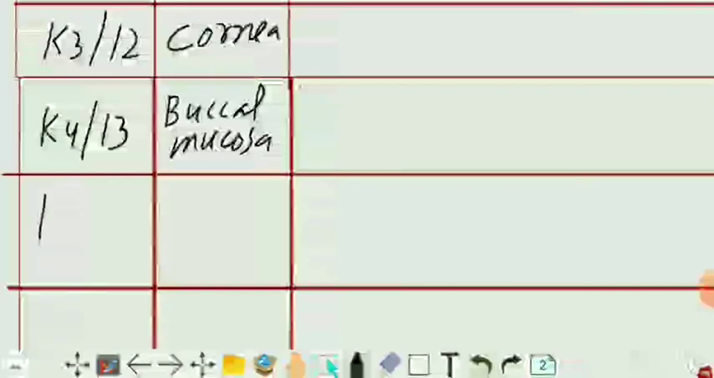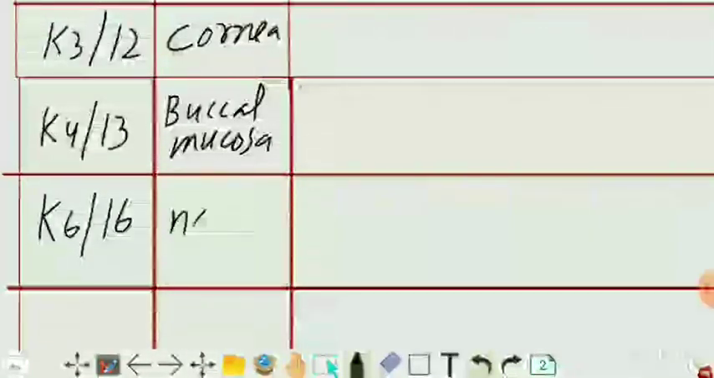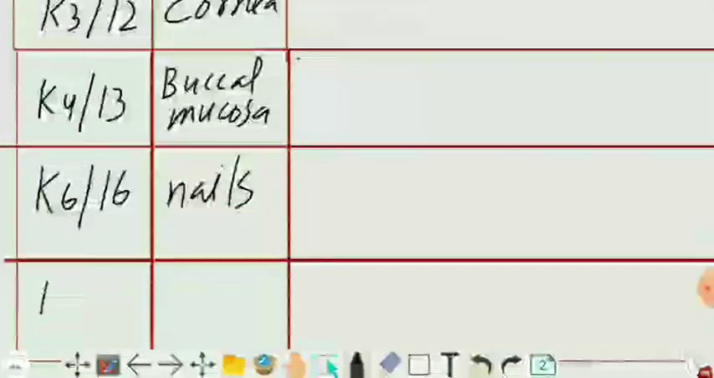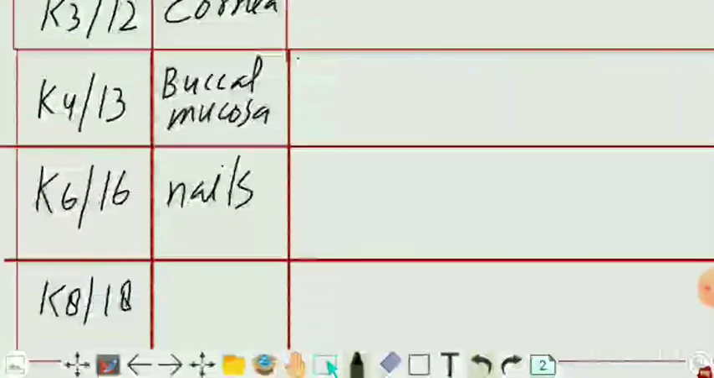K6 by 16, present in nails. And the final one is K8 by 18, which is present in liver.